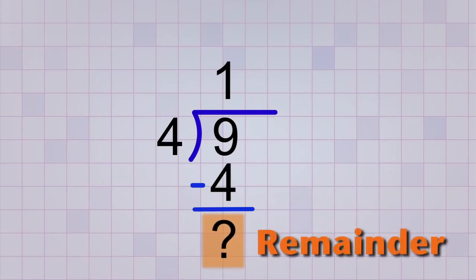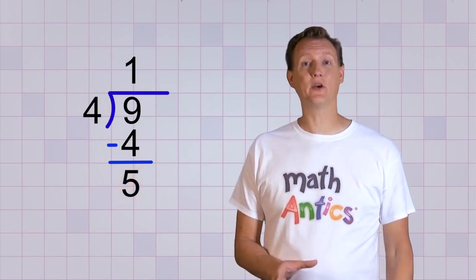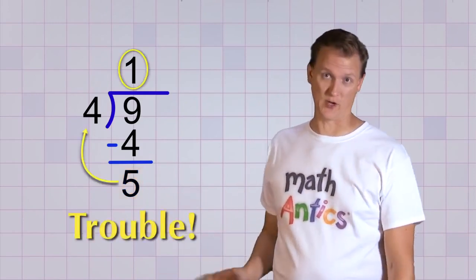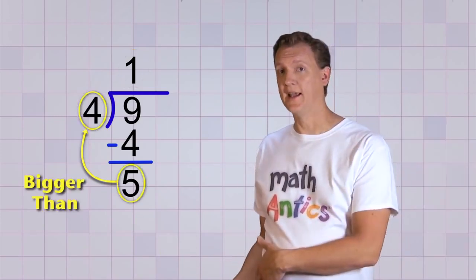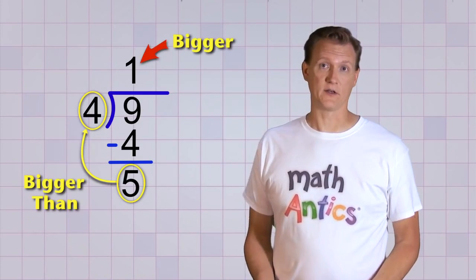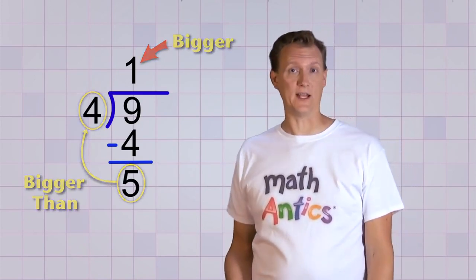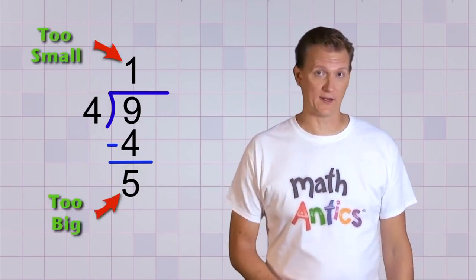And when I do that, I see that 9 minus 4 will give me 5. That's a pretty big remainder. In fact, the remainder is bigger than the number I'm dividing by, and that's why this answer is trouble. If the remainder is bigger than the number you're dividing by, it means that you should have picked a bigger answer, because each of the groups you're dividing up into could have gotten more than they did. Your answer was too small, and so the remainder was too big.